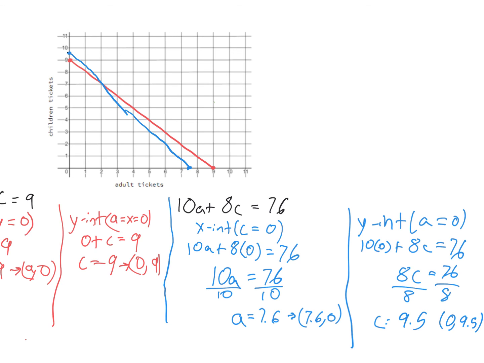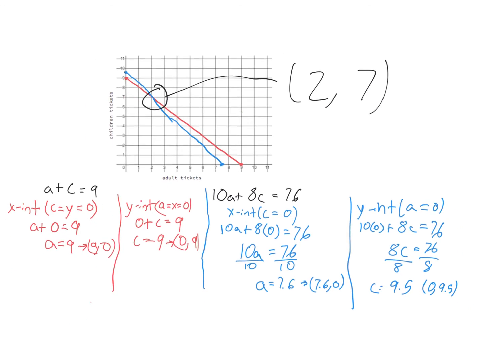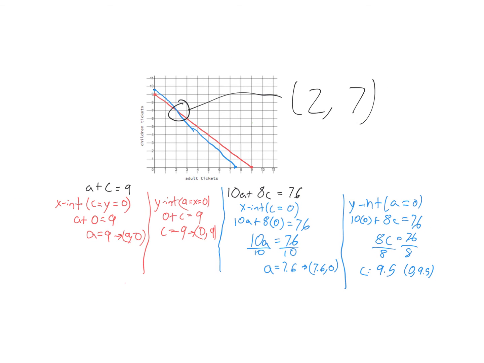So now I go ahead and identify my solution, which is right here. And so my solution is 2, 7. And so that is how I graph 2 equations in a standard form using my x and y intercepts.